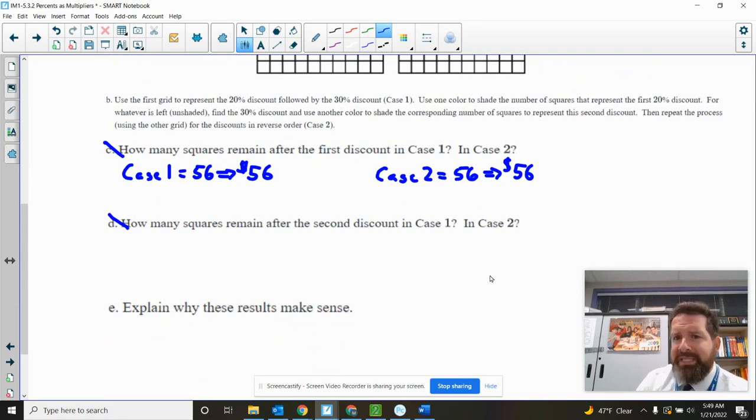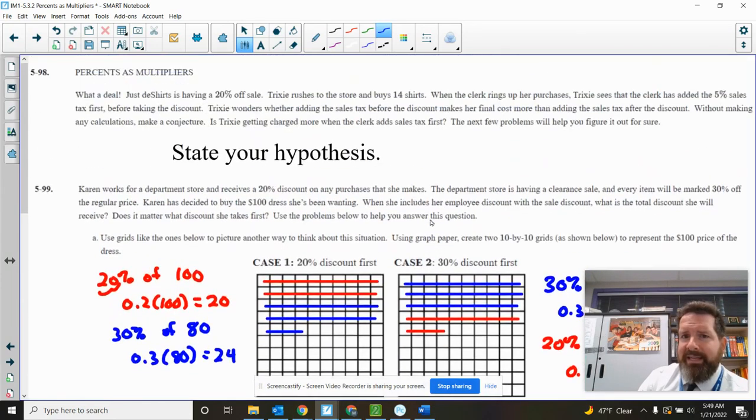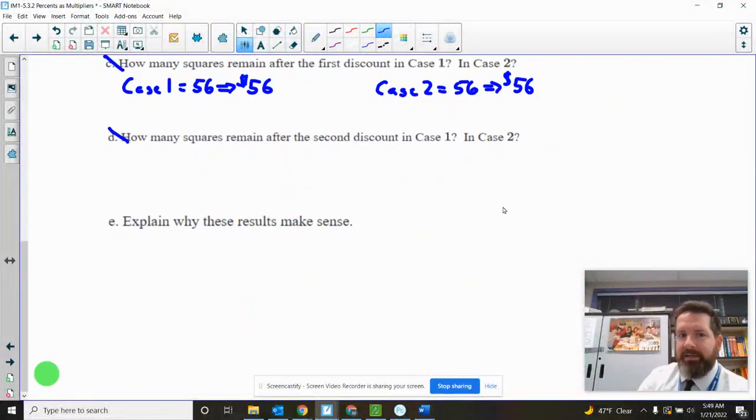So here's what we're seeing. Discount 1 and 2 in either order got us the same price in the end. So first off, does that match up with what your educated guess was? And secondly, let's now think about why this makes sense.